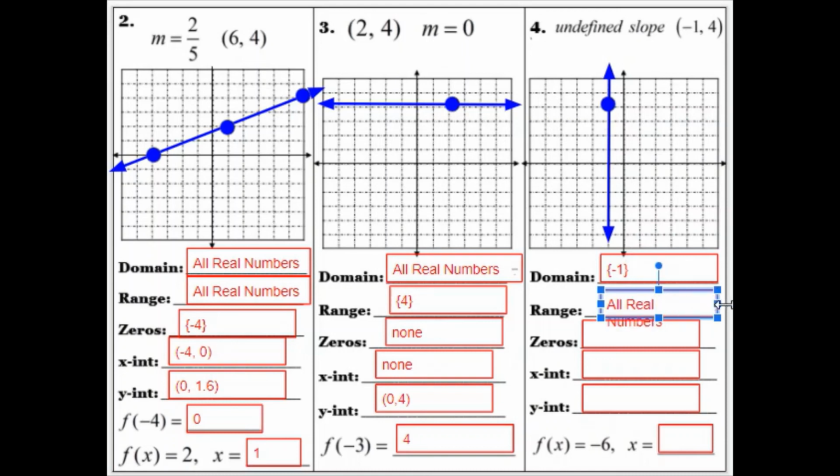My zeros right here at -1, which means my x-intercept is -1, 0, and it never touches the y-axis. No y-intercepts. If f of x is -6, what is x? So that's saying if y is -6, what's x? Well, it's always -1.